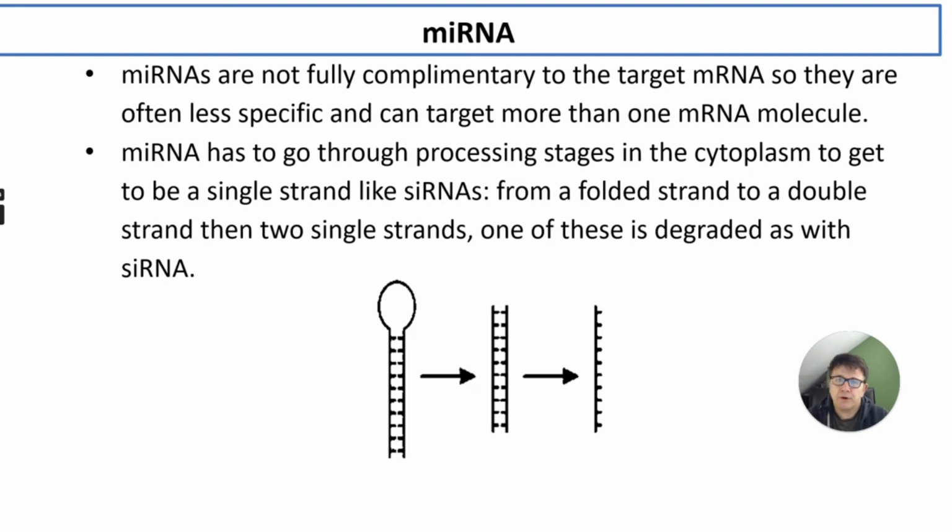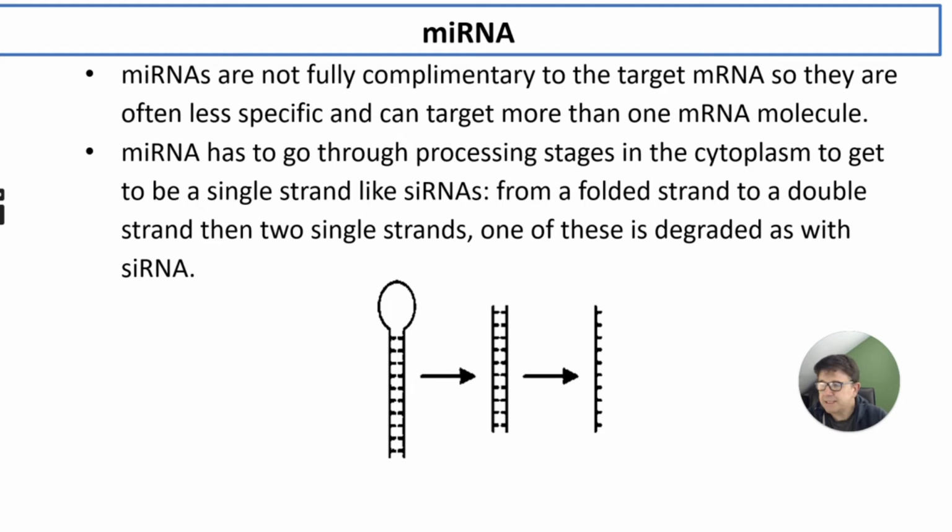miRNA or microRNA, they are not fully complementary to the target mRNA, so they're much less specific, and you can target more than one type of mRNA. So they go through the processing stage in the cytoplasm to get to be a single-stranded, like siRNA, from a folded strand to a double strand, then two single strands, and then they're degraded with siRNA.